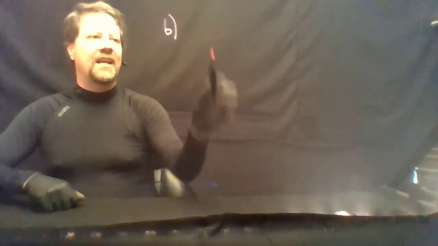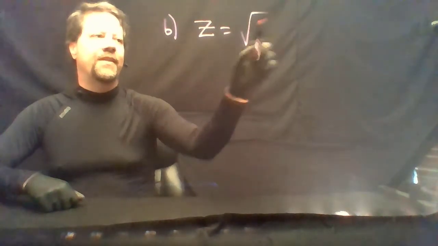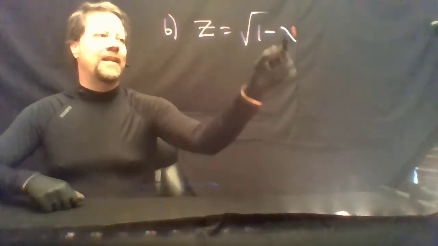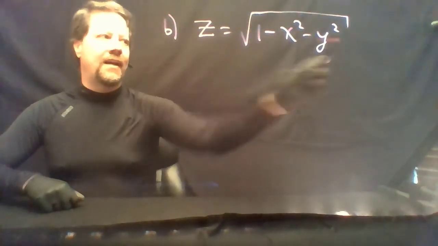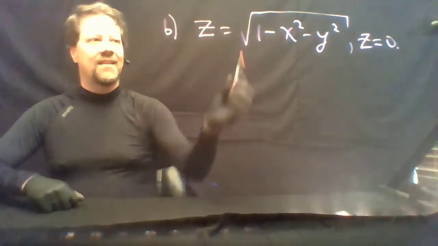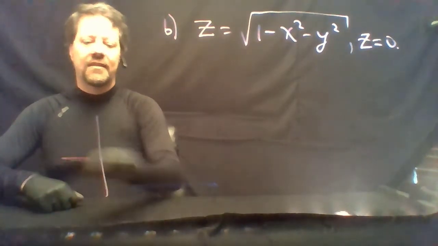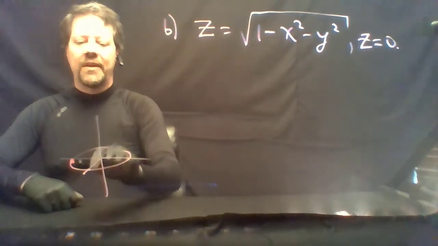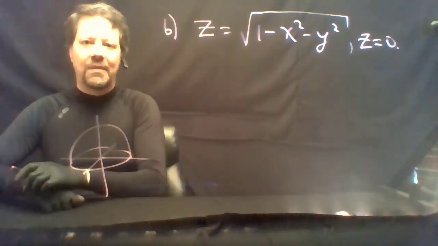On part B, I want to find the volume of the solid bounded by the upper hemisphere, z equals the square root of 1 minus x squared minus y squared, and z equals 0. Since the radical symbol represents the principal square root, which is always the non-negative one, we end up with only the upper hemisphere. Find an integral representing the volume.